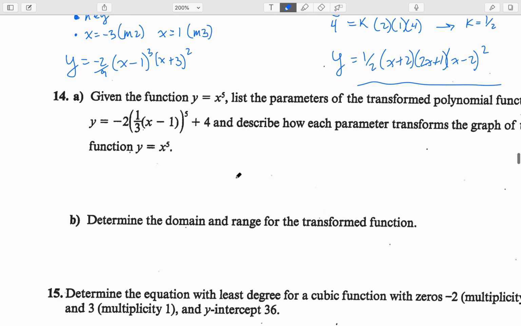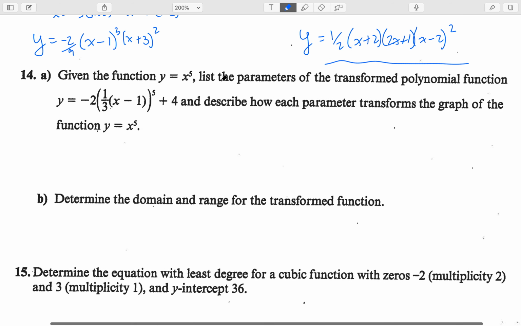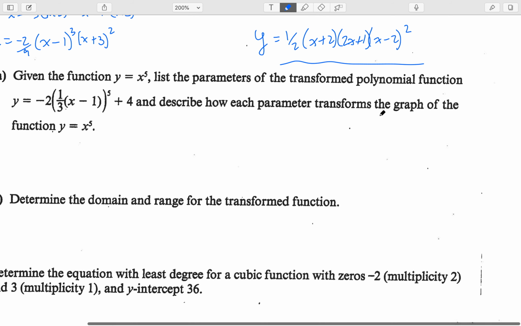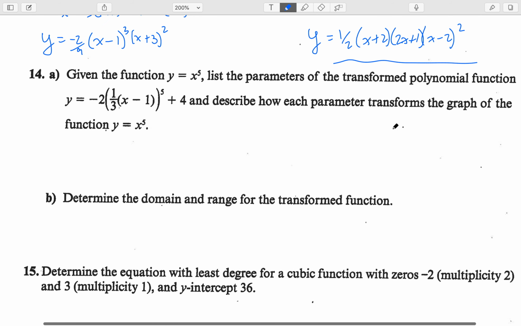Okay, last one here. Given this function, x to the power 5, list the parameters of the transform polynomial. Yikes, this beast. Describe how each does the transformation. Okay, well, let's see. I know that this thing's been moved sideways and up and down. However, I should probably do the vertical and stuff.